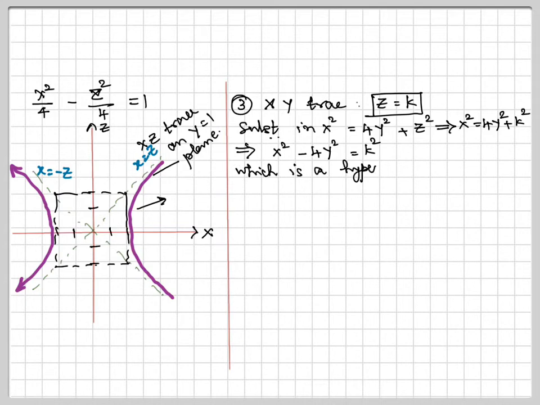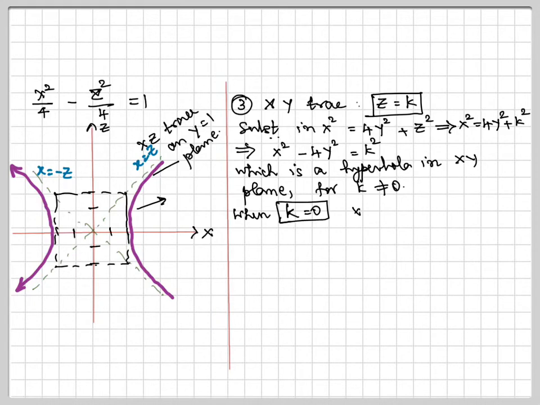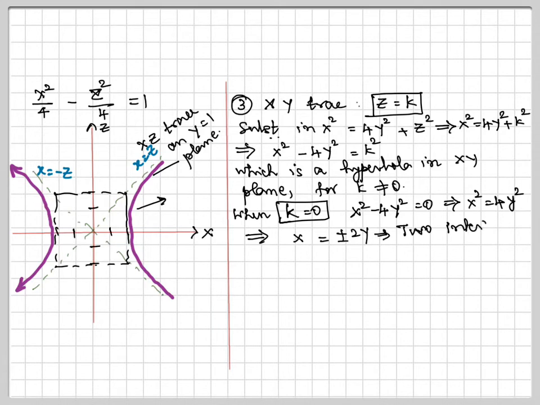Which is a hyperbola in the plane parallel to the xy plane, or in the plane z equal to k, and this is true for k not equal to 0, but k can be positive or negative. When k equals exactly 0, you get x squared minus 4y squared equals 0. If you solve for x squared, you get x squared equals 4y squared, which means x equals plus or minus 2y. So again, two intersecting lines passing through the origin.